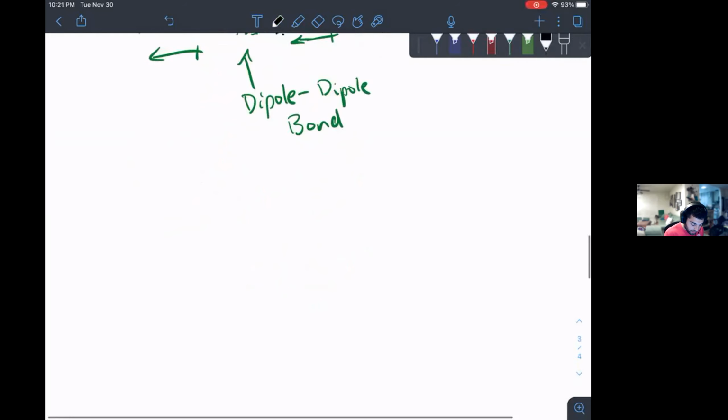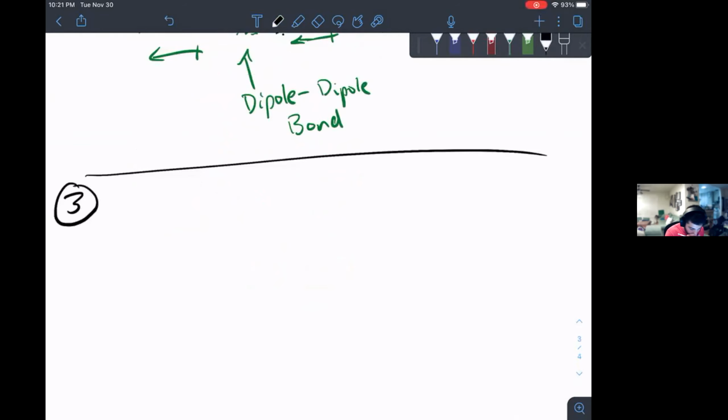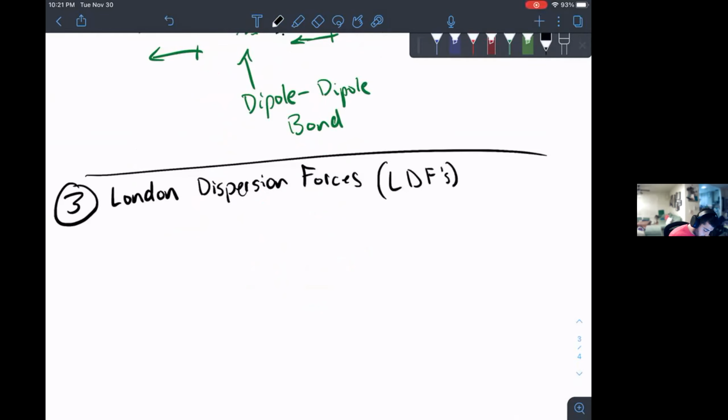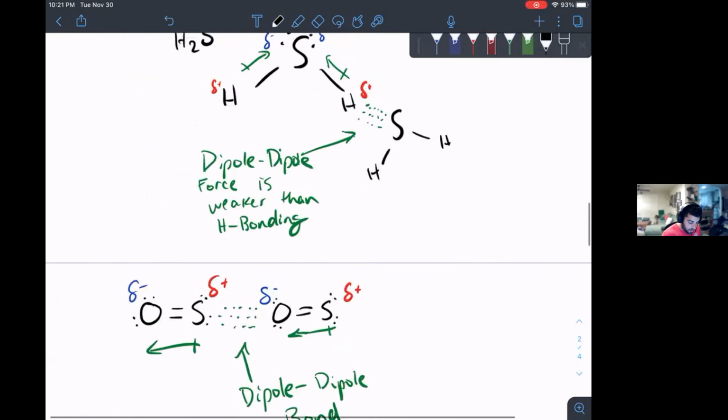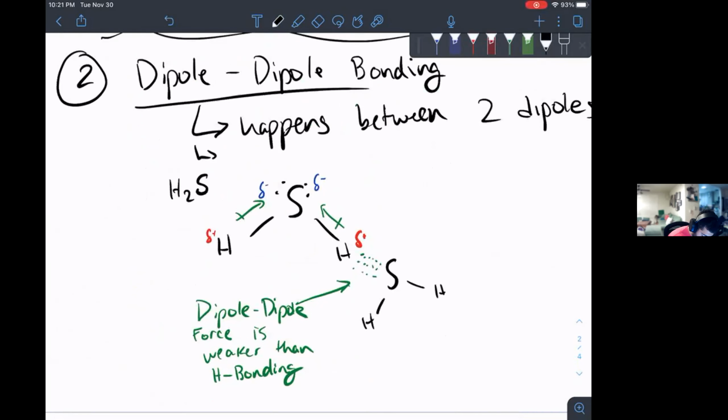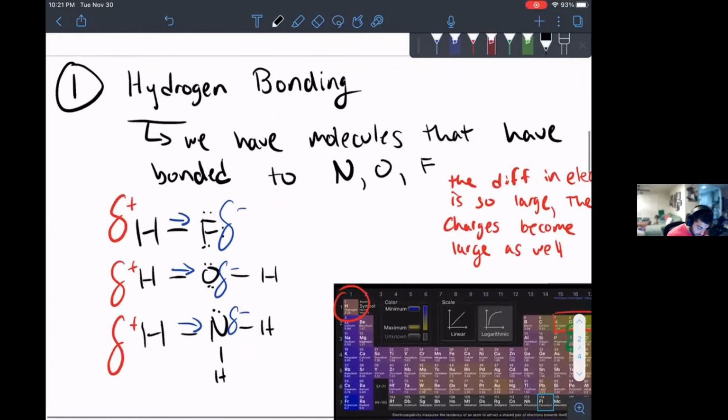All right, so finally, on to our last one, number 3. This is called London dispersion forces, also known as LDFs. There's also another name, Van der Waals, and I hope I spelled that right. I may not have. And unlike the first two, where dipole-dipole bonding happens in polar molecules only, and same as hydrogen bonding, it's going to be polar.